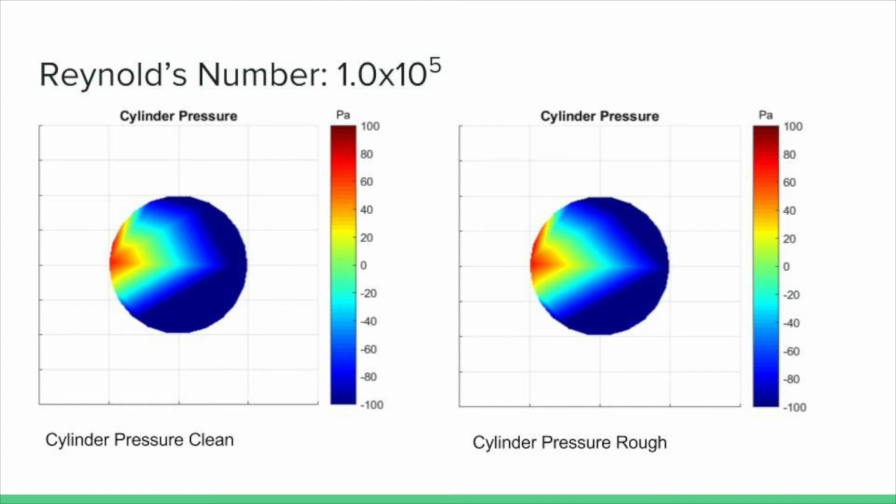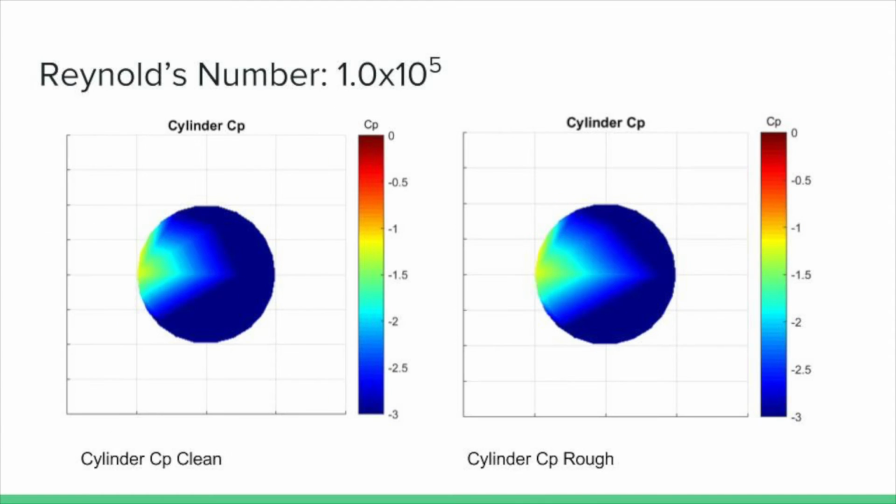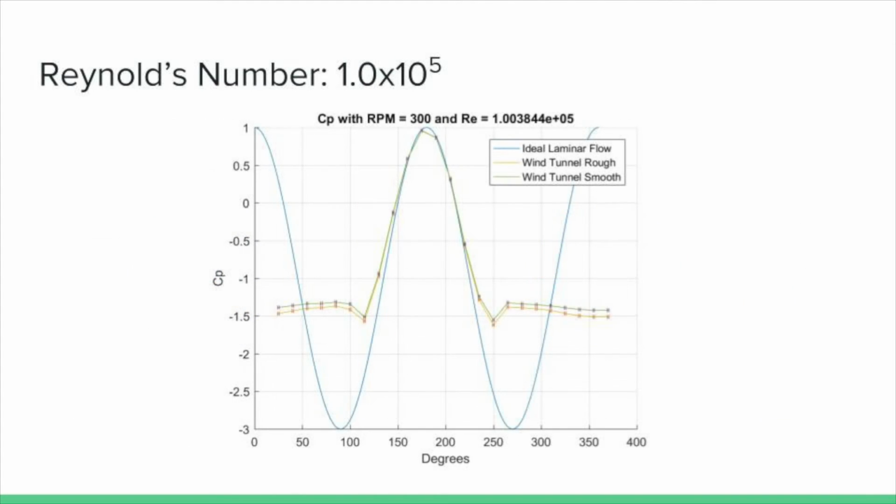However, it cannot be confidently said that it was fully tripped. Here you can see the coefficient of pressure graphs. Again, these graphs show a significant enough difference to determine that there is a slight change in the boundary layer between the clean and rough runs. Graphically, you can see this difference represented here.